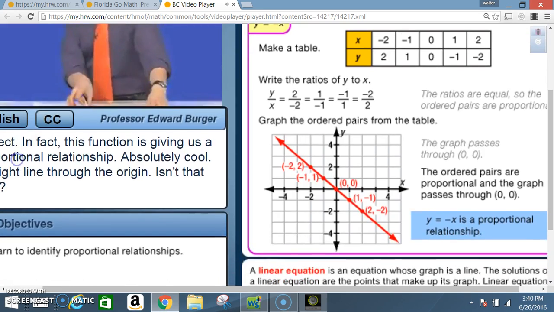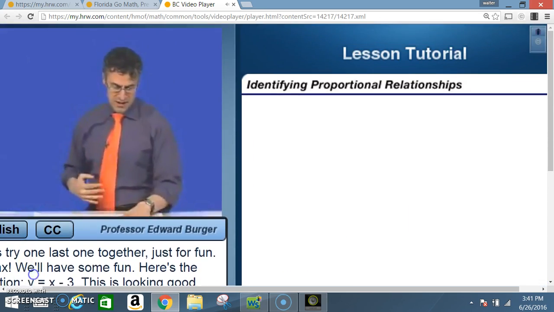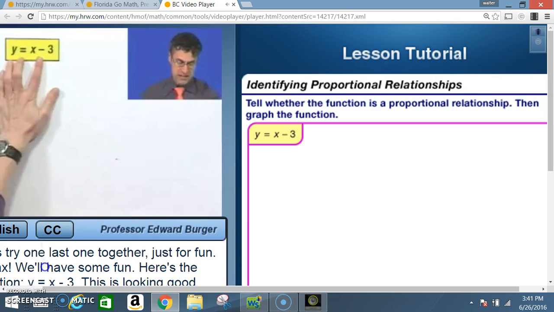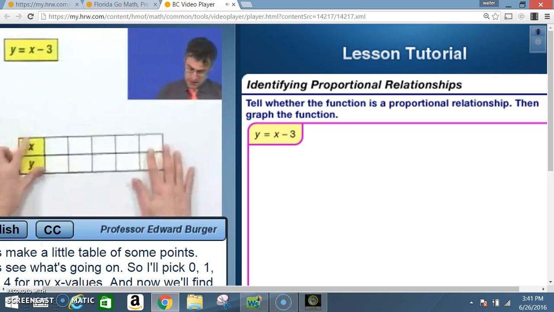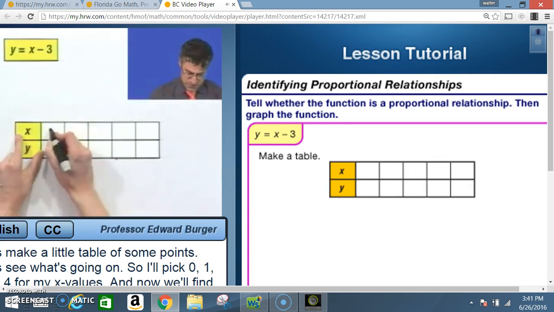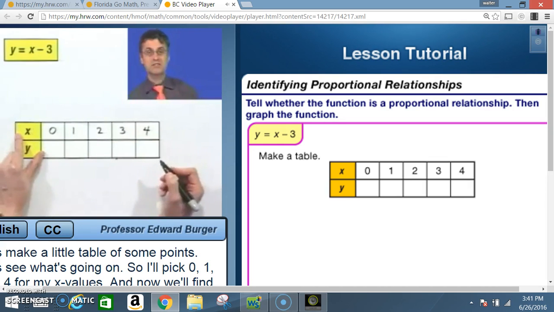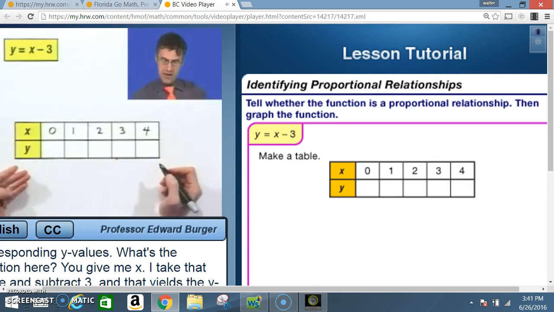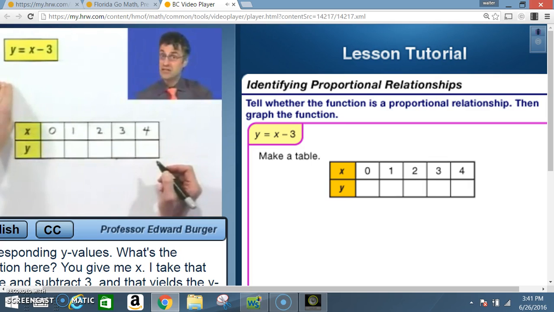Isn't that cool? Great. Let's try one last one together, just for fun. Relax. We'll have some fun. Here's the function. y equals x minus 3. This is looking good. Let's make a little table of some points and see what's going on. So I'll pick 0, 1, 2, 3, 4 for my x values, and now we'll find the corresponding y values. What's the function here? You give me x, I take that value and subtract 3, and that yields the y value.